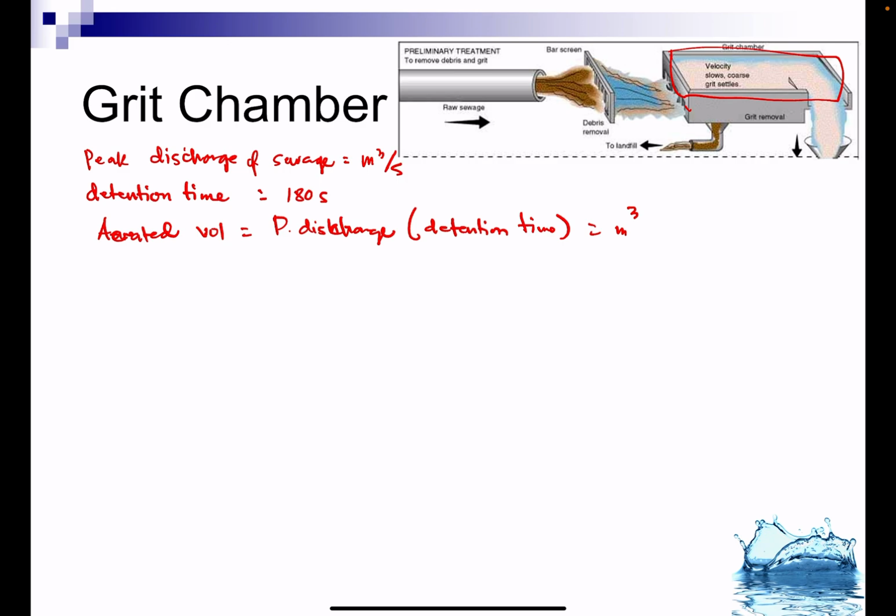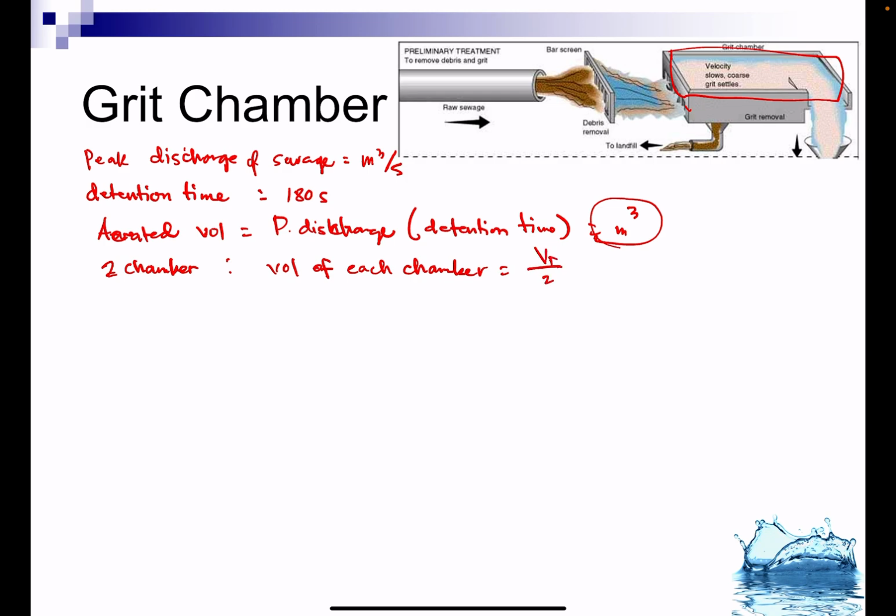Okay? Now, for routine cleaning, usually you would need 2 chambers, so that when you clean one, the other one keeps running. So, whatever is the volume here, you divide it by 2. That would be the volume of each chamber, which is the total volume divided by 2.